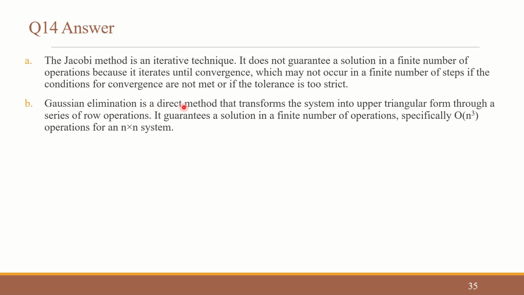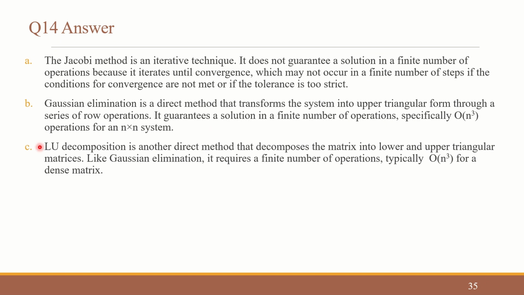Gaussian elimination is a direct method that transforms the system into an upper triangular form through a series of operations. It guarantees a solution in a finite number of operations, specifically of order n cube. So for an n by n system of equations, if we have n unknowns, we will get it in n cube number of steps. So it guarantees a solution in a finite number of operations.